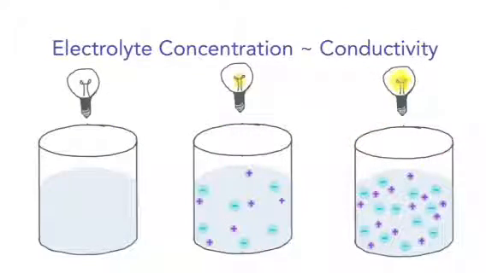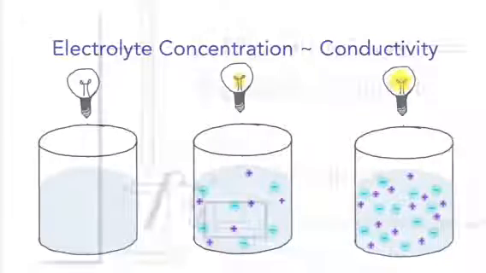In such a solution, ion concentration varies directly with conductivity. This is because with more ions available to transfer electrons, a greater stream of electrons can be transferred at a time, resulting in a heavier current.